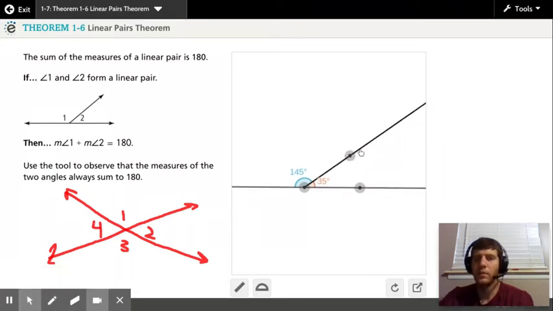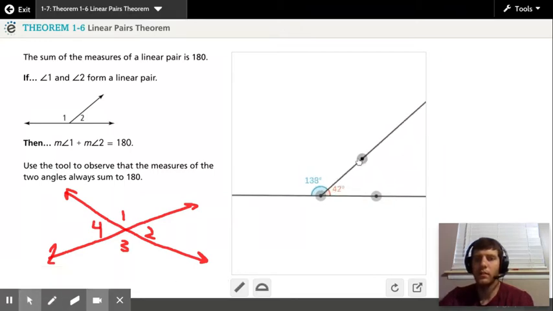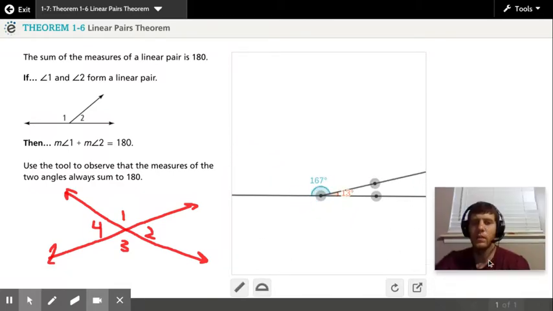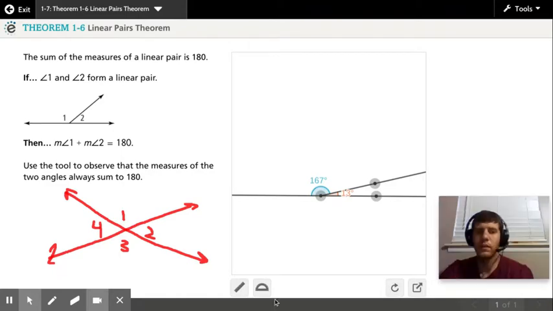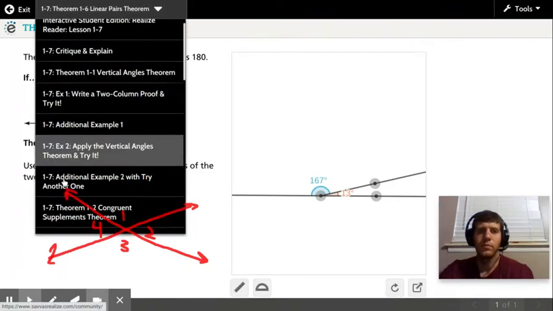And we can see here our linear pair theorem is that linear pairs are supplementary. The measures of the two angles are going to add up to 180 degrees. So linear pairs are supplementary. They add up to 180 degrees. All right, let's go ahead and look at example 4.